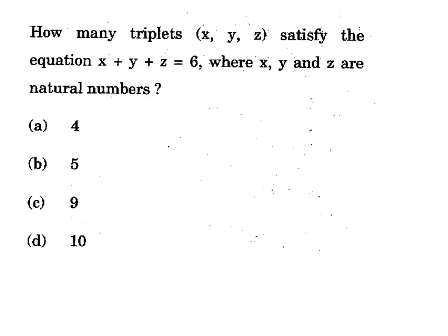How many triplets x, y, z satisfy the equation x plus y plus z equals 6, where x, y and z are natural numbers? Now I can actually do it by the stars and bars method. The sum is 6, so draw 6 stars here: 1, 2, 3, 4, 5, 6.